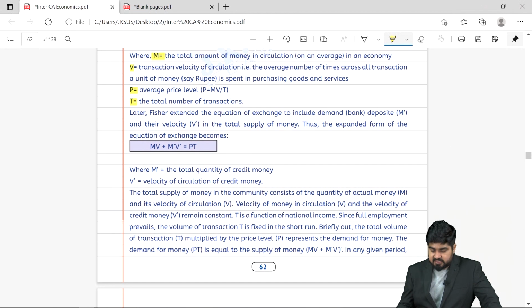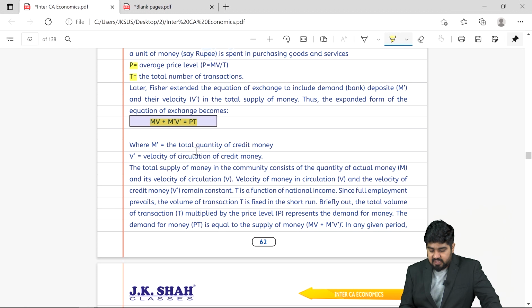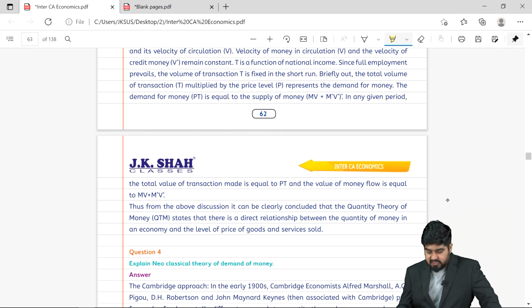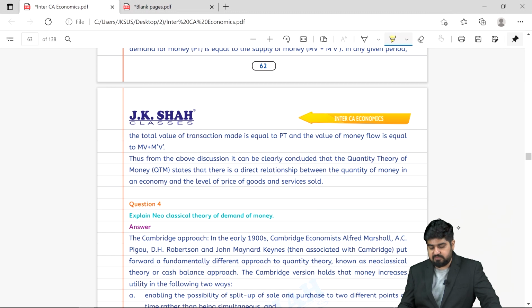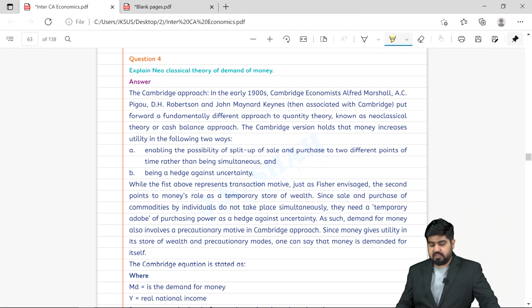And if there is credit transaction also involved, then in that case it will be MV + M'V' = PT. Now M' is nothing but the total quantity of credit money, and V' is the velocity of circulation of credit money. So this is how we need to write our answer and explain in our own words, and things will be taken care of. I hope you are very clear in this. Let's go ahead to the next theory, students.